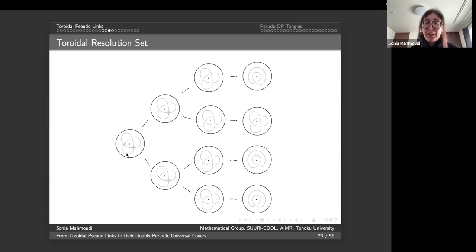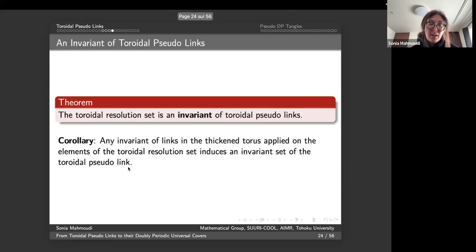The other interesting point is that it can be proved that this set is an invariant of the pseudo diagram. This implies that if we get a classical invariant of a classical link diagram in the torus, or a link in the thickened torus, then the set of invariants corresponding to all these diagrams also gives us an invariant of the corresponding pseudo link, which is quite interesting as a way to find invariants. So the set itself is an invariant, and any set consisting of the invariant of each classical diagram also defines an invariant for this toroidal pseudo link.